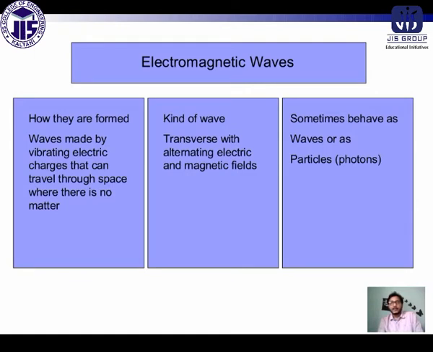And sometimes they behave like a wave or like a particle. This is the most important characteristic of electromagnetic waves, or light: they can behave like waves or like particles. When they behave like particles, they are called photons, and when they behave like waves, we consider them electromagnetic waves, right?